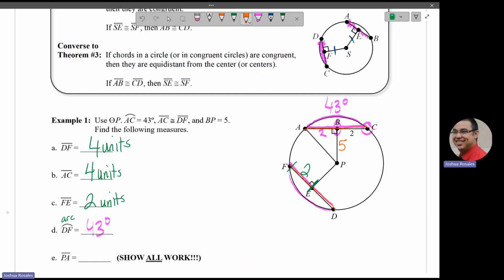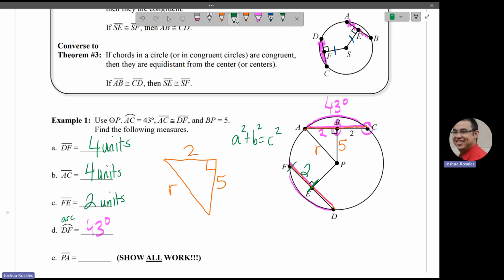The last thing they want to know is PA. PA is the radius. We'll call that R, right? It's this one right here. The other two sides are 5 and 2. So we're going to have to do the Pythagorean theorem. Remember, the Pythagorean theorem is a squared plus b squared equals c squared.